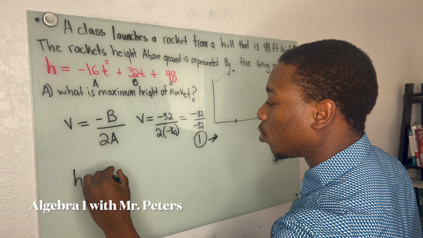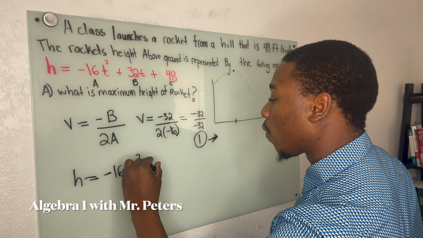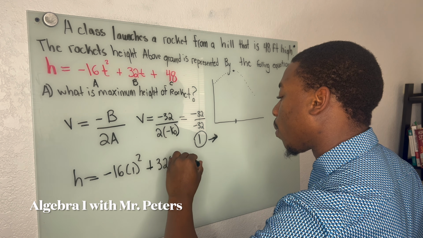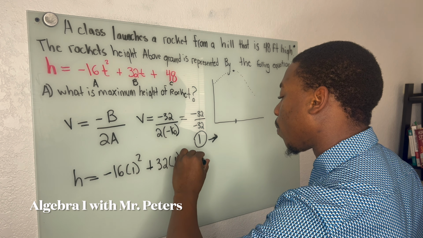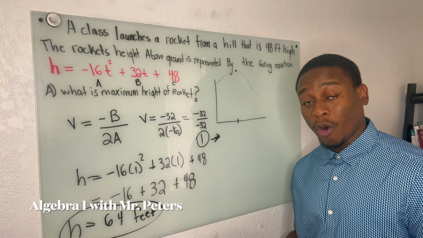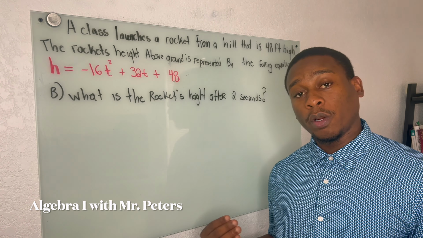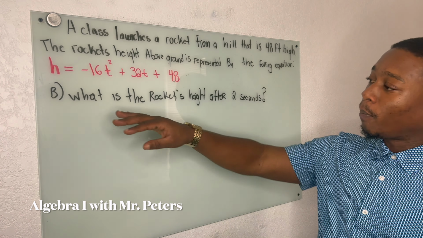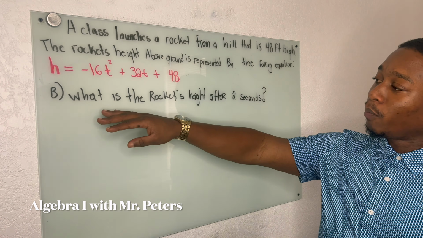So h is equal to... After we plugged in 1 and simplified our quadratic equation, we're going to get h is equal to 64, and just understand that this represents the highest height of the rocket, which will happen at 1 second. So we're on to part B now, and part B asks us, what is the rocket's height after 2 seconds?